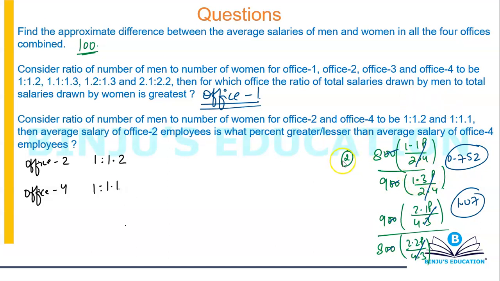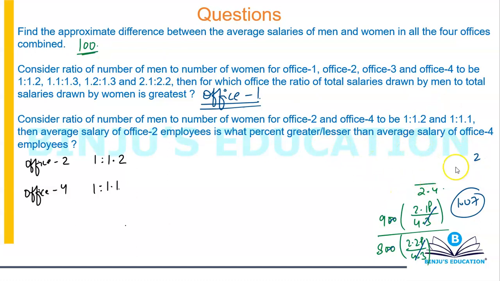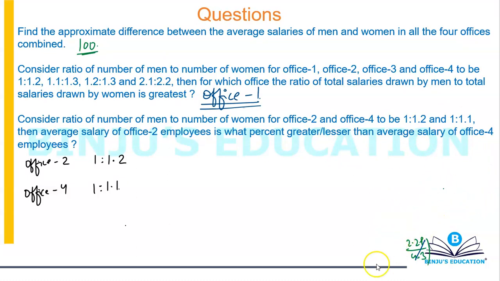In this video, I'm not changing both the parts because otherwise it's going to be difficult for some of you to comprehend. I have tried to make this as simple as possible. Anything lower than this, and you would be able to solve that. Don't worry. Once you have understood this, consider the ratio of number of men to number of women of office 2 and office 4. Then the average salary of office 2 employees.